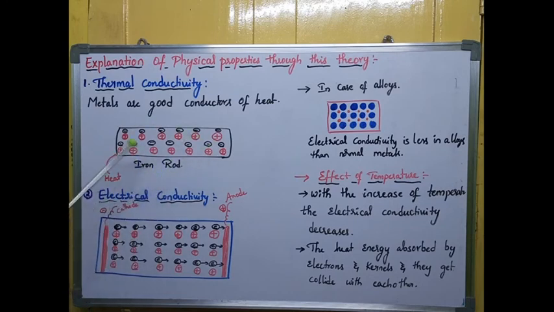So iron articles or metals act as good conductors of heat. They will supply heat immediately whenever you are conducting. Okay, next concept is electrical conductivity. Already we have discussed metals are good conductors of electricity also. So how are they acting as good conductors of electricity?